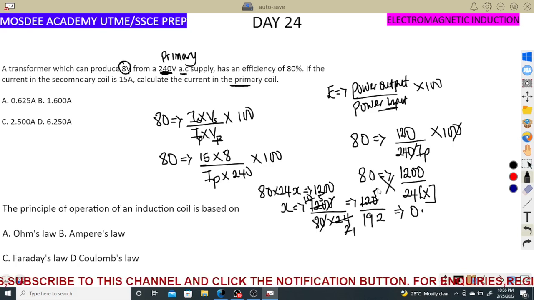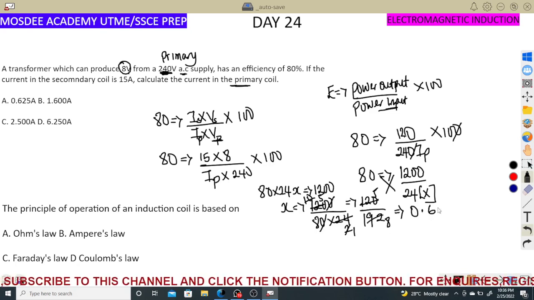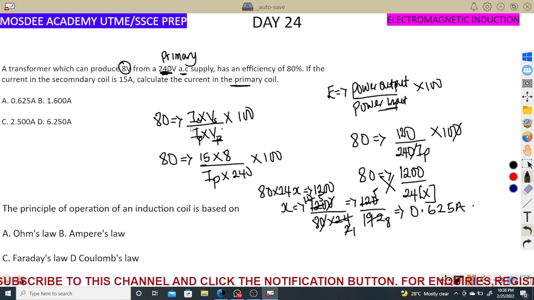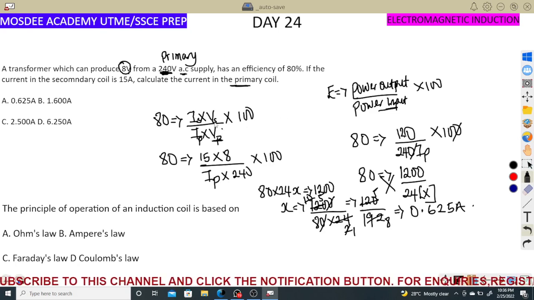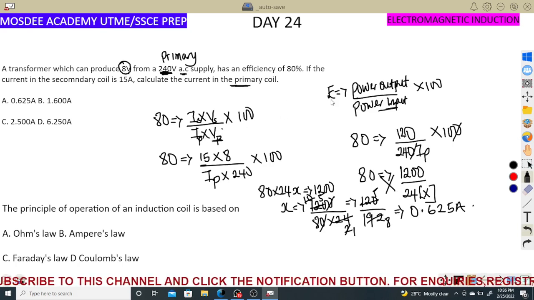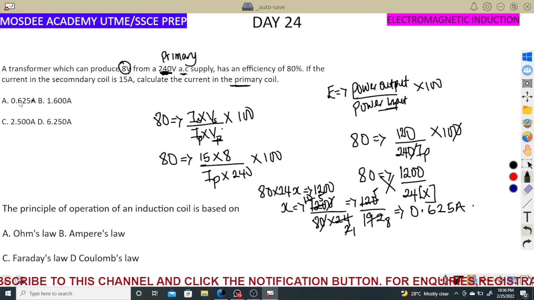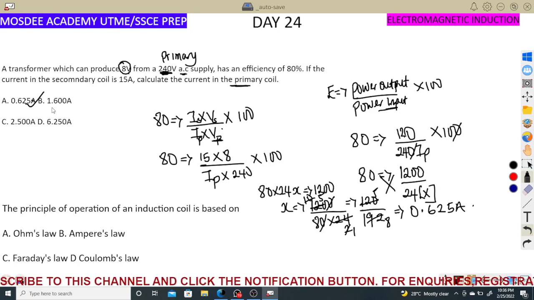This thing is 5 over 8. 5 over 8 is 0.625. So application is very important. Always know that the one at the input is always primary. The one at the output is always secondary. So the answer to the question is a basic question, but at least you need to know basic questions.